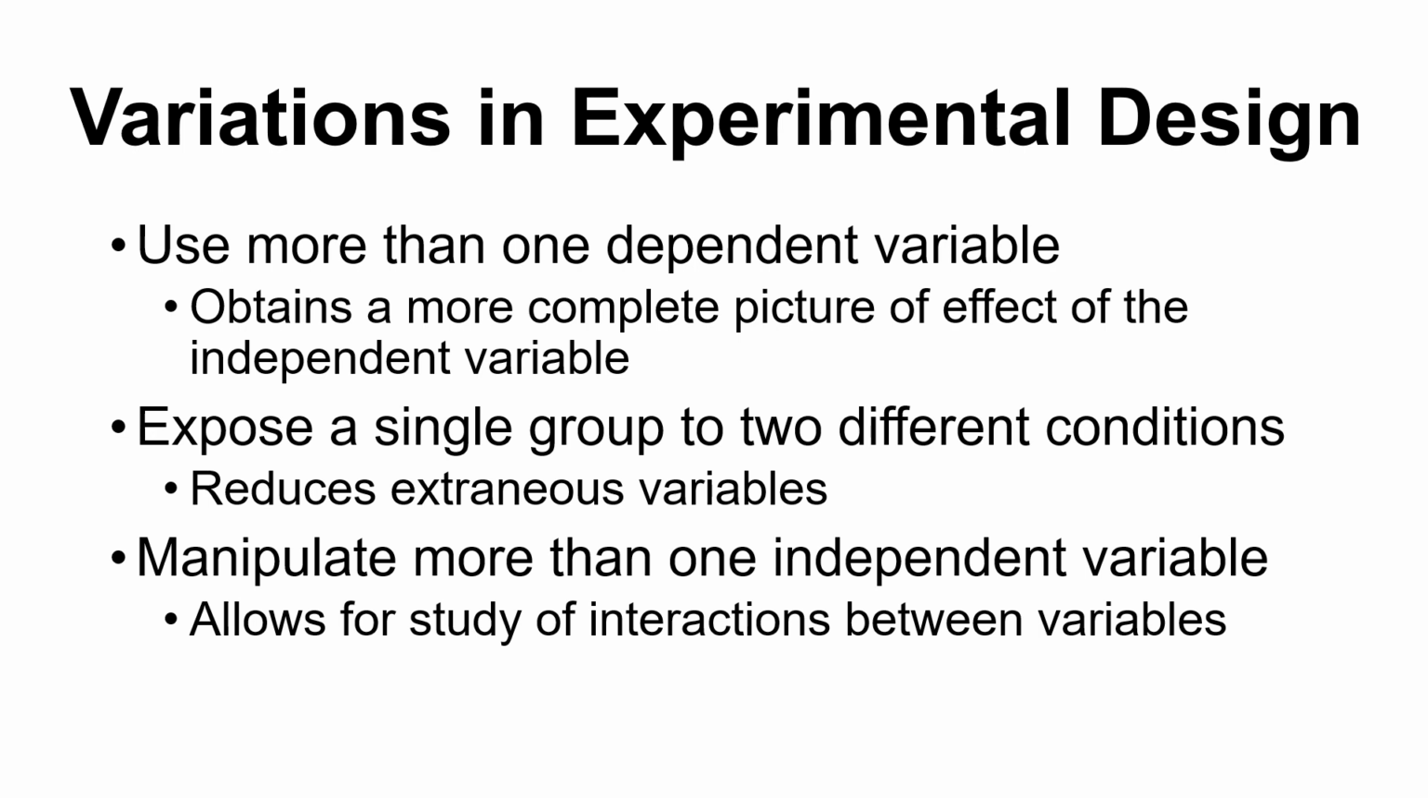When we started talking about experiments, I mentioned that we would be looking at the simplest version first. One manipulated variable, one measured variable. But of course, there are always ways that we can modify this, and these are a couple of those. So first we could look at more than one dependent variable, more than one measured variable. So this would help us obtain a more complete picture of whatever the effect is that our independent variable has on our system of interest.